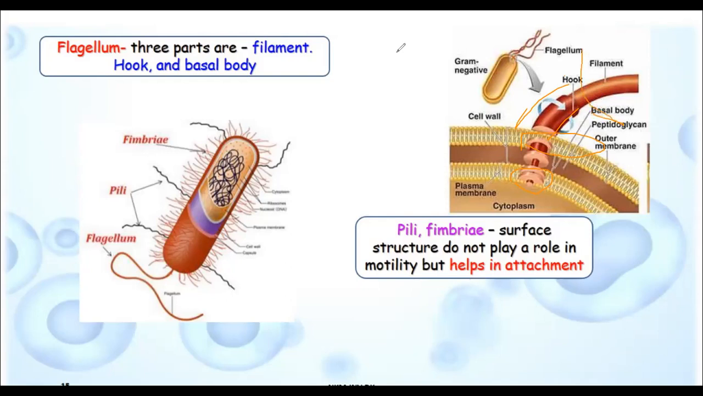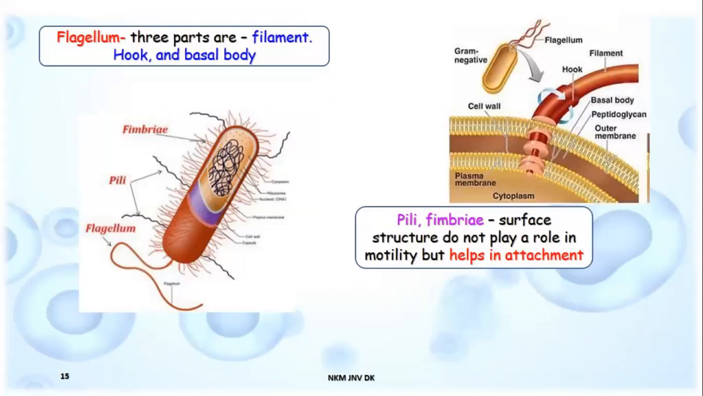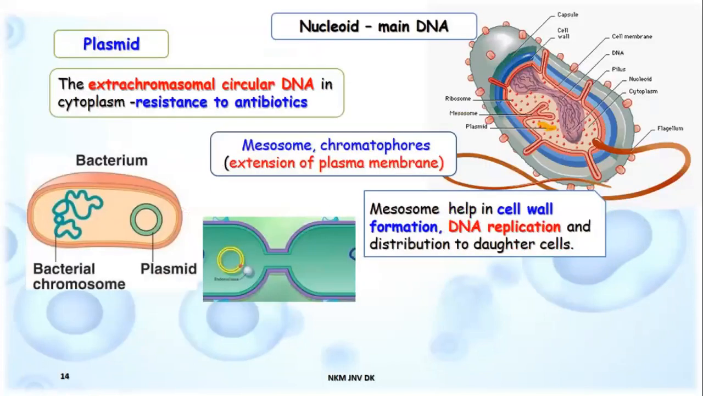And the filament is a long thread-like structure. So three parts make the flagellum: filament, hook, and basal body. Villi and fimbriae are surface structures which do not play a role in motility but help in attachment.